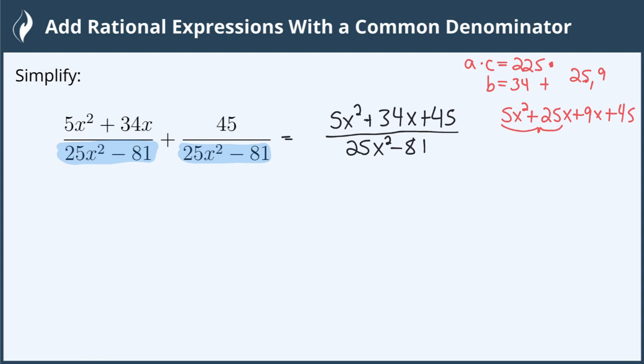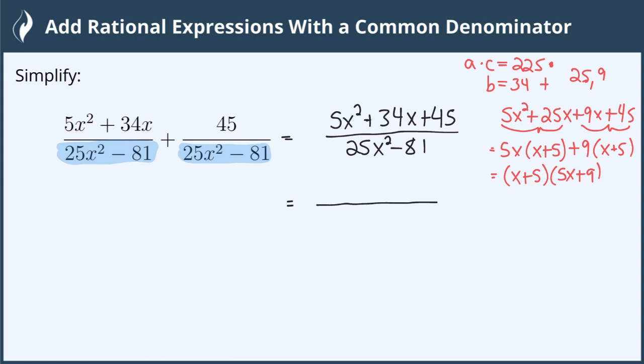The first two terms, we can pull out a 5x, which leaves us with x plus 5. Our second two terms, we can pull out a 9, so we have plus 9 times x plus 5. And then note that x plus 5 is in both, so we can pull that out, and we're left with 5x plus 9 in the other set of parentheses. So this is our fully factored form of our numerator. So we can go ahead and rewrite our fraction with that right up here.